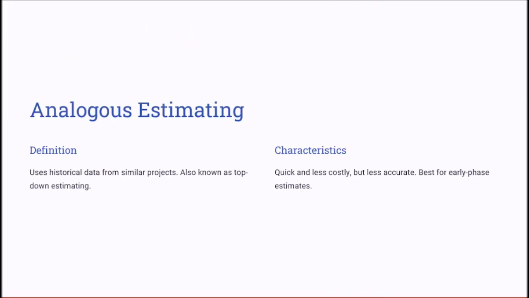Now to start with one of the key techniques, the analogous estimate. Analogous estimating, also known as top-down estimating, relies on historical data from similar or previous projects to estimate activity durations. This technique is quick and inexpensive, but may lack precision or accuracy. It is most effective in the early phases of the project when detailed information is limited.